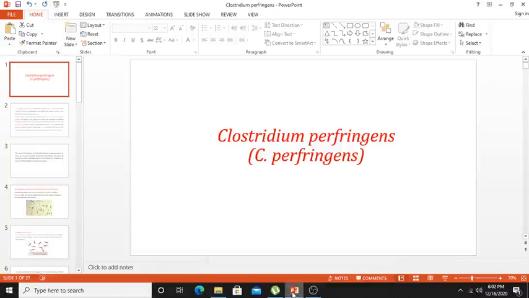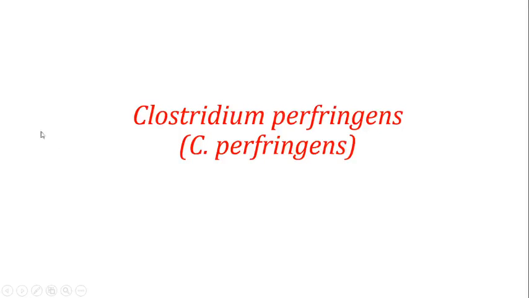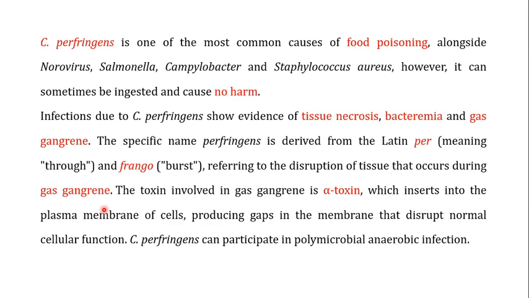Welcome back to this next video, and this is part 2 on Clostridium perfringens. If I gave you a recap of the previous video, I've told you that C. perfringens is one of the most common causes of food poisoning, and it is also responsible for causing other diseases like gas gangrene. The specific name perfringens is derived from the Latin, where per means through and fringo means burst, which refers to the disruption of the tissue that occurs during gas gangrene.